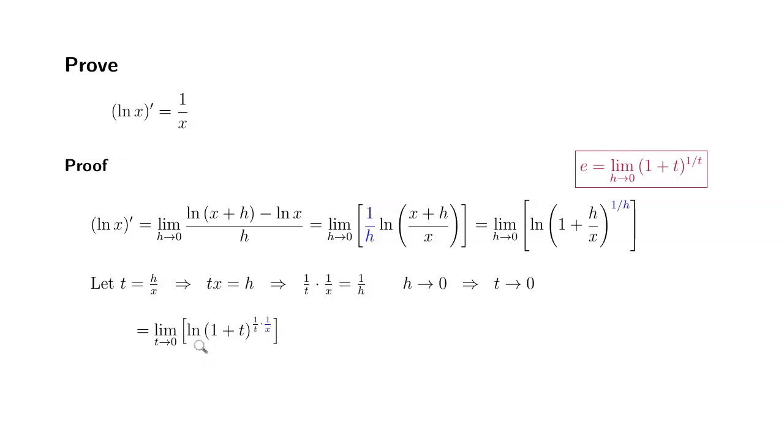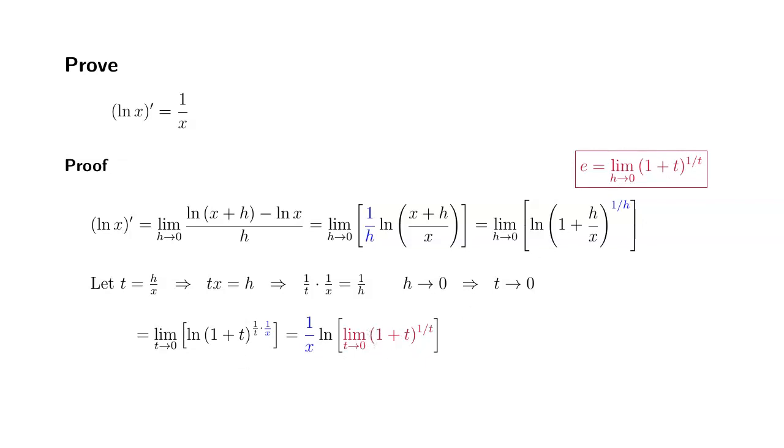Then what we're going to do is, if you have a power up here, then by one of the log properties, you can place 1 over x in front. So let's go ahead and do that. Then we have 1 over x in front. Also, since the natural log is a continuous function, we can squeeze the limit inside. You can see the limit here inside the natural log is exactly the definition of e.